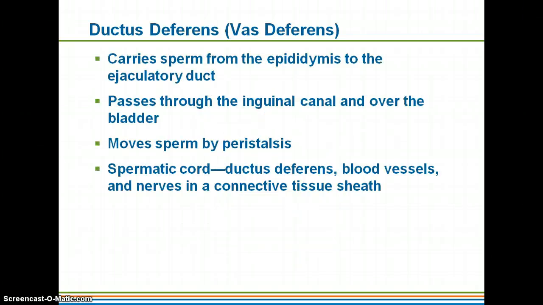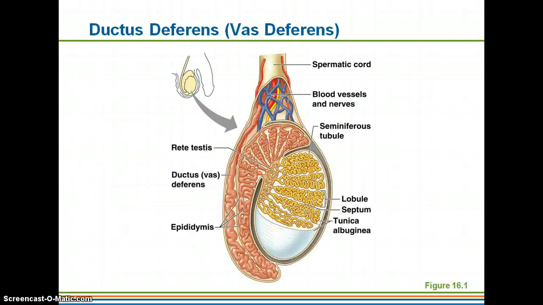So the spermatic cord is going to be surrounding. It's going to include the vas deferens or the ductus deferens. It will also include blood vessels and nerves, and they'll be surrounded by a connective tissue sheath. So right here, this is the spermatic cord. So it'll include the vas deferens and then blood vessels and nerves.